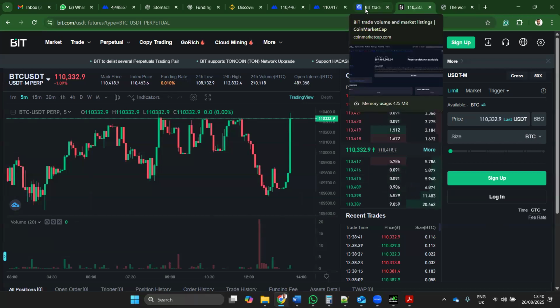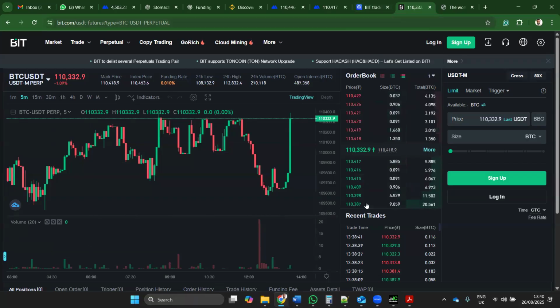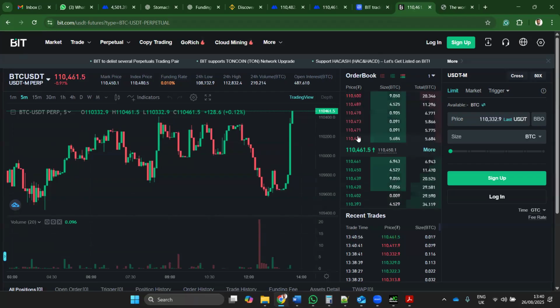So now the risk assessment that we will be doing. Now this exchange, Bit, when you have an order book here, this is the bid price and this is the ask price.